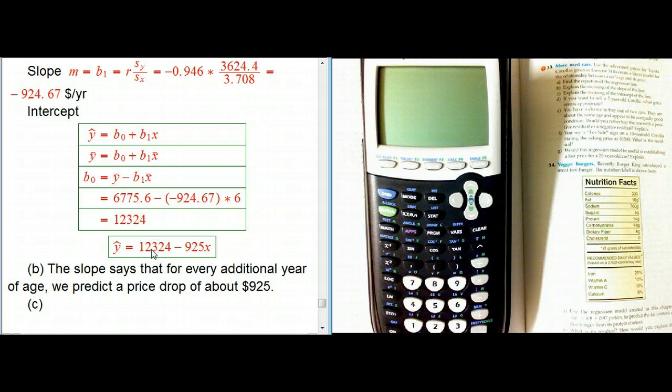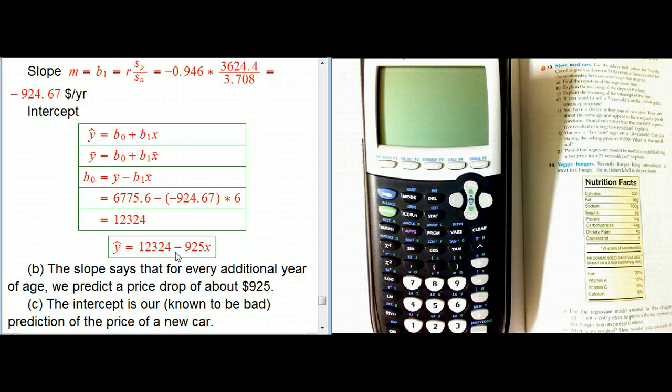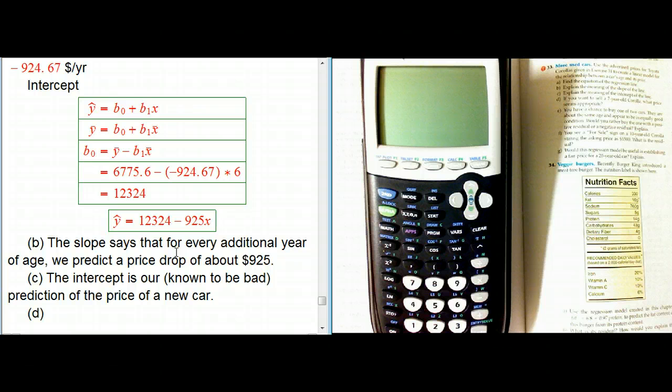Okay. And part C, explain the meaning of the intercept. Well, we talked about that. That's a pretty fictional price of a new car. The intercept is our known to be bad prediction of the price of a new car. But we don't really want to use that as a prediction, but it's kind of a fictional starting point.